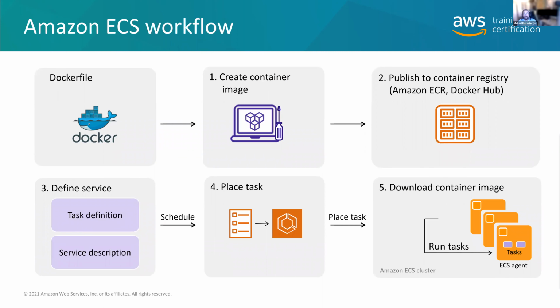So with ECS, you create a Docker image using a Dockerfile that's published to ECR. Then you create your task definition and optionally your service description and definition as well. Then you give that to the system. It'll place the task, download the container image, and then run the container image on the host in question. And that's all going to happen on the data plane, or the worker nodes, of an ECS cluster.